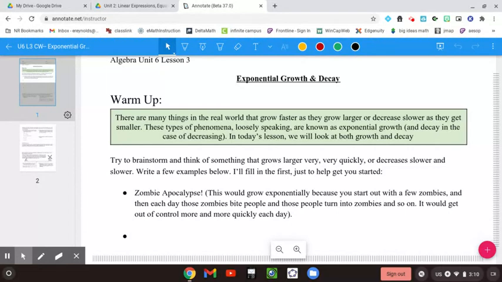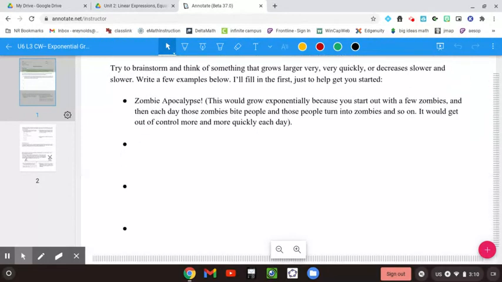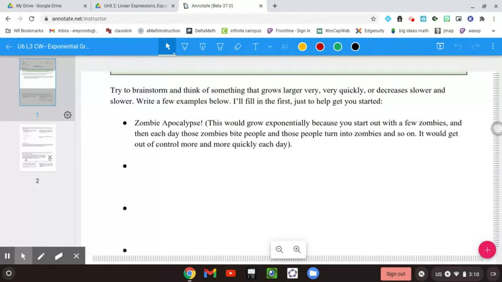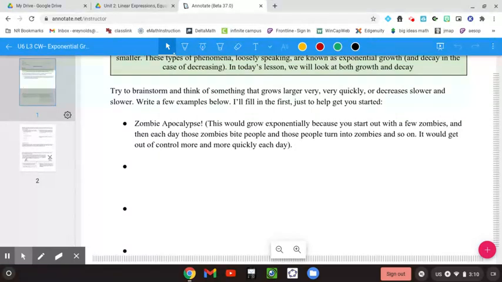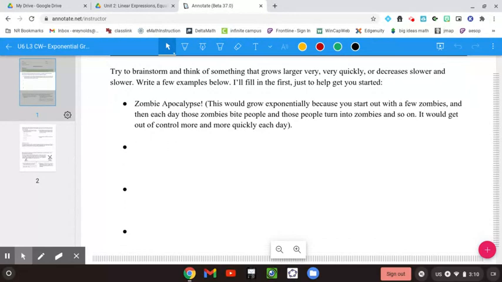There's many things in the real world that grow faster as they grow larger or decrease slower as they get smaller. These types of phenomena, loosely speaking, are known as exponential growth and decay in the case of decreasing. In today's lesson, we'll look at both growth and decay. So let's just brainstorm quickly. I give one example here, and I'll talk about it in a second, of something that can be considered growing exponentially. I want you to come up with 3 other ideas that you can think of where something grows exponentially or decays, right? Decreases.